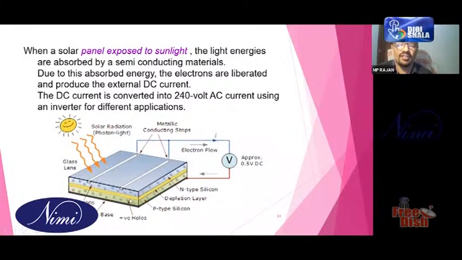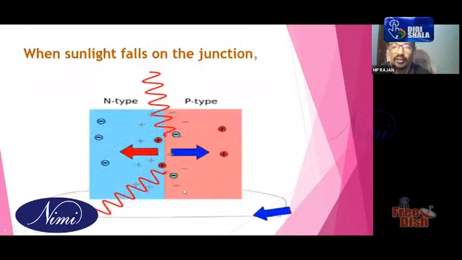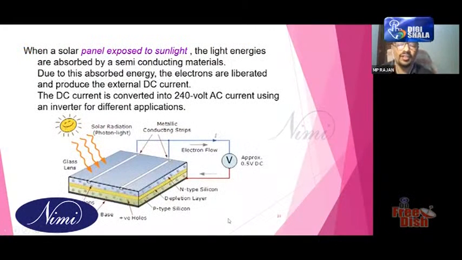Once again, the construction: this is the N-type semiconductor or N-type silicon, and this is the P-type. Between the two there is the depletion layer. On top there is a metallic conductor, and in the N-type we have seen the number of electrons is higher. Externally, the N-type is connected to the P-type. If you connect a voltmeter, you can see generation of voltage.